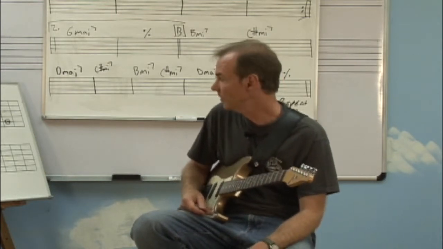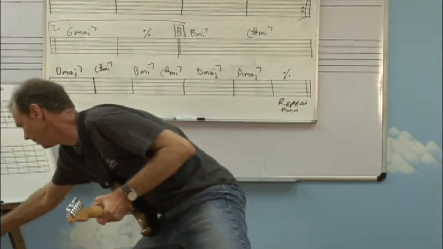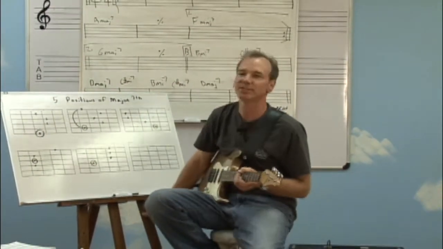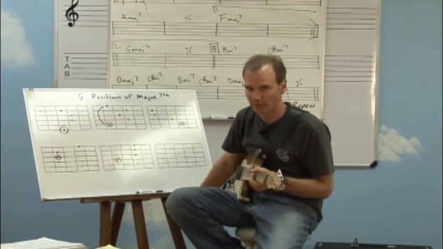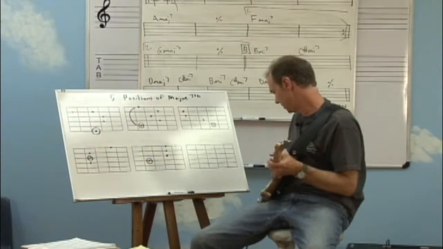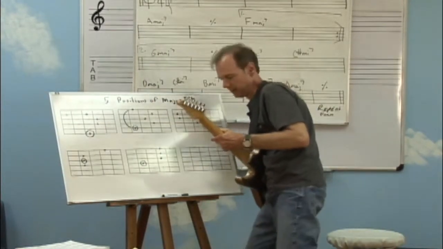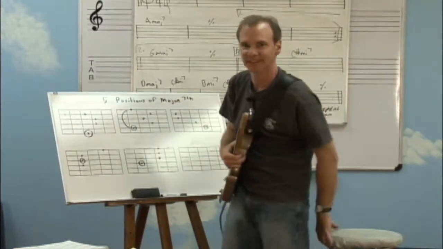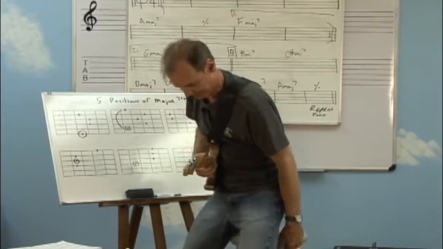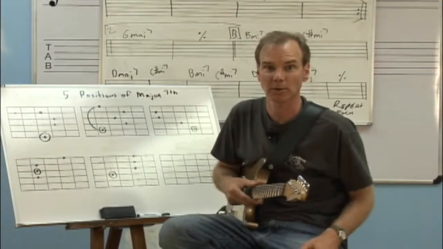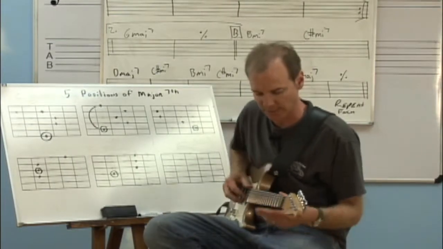Okay, so what I've done here is I've written out the 5 positions of major 7th, and we're going to use these as our reference. Okay, so let's just make sure that we can get to this. The first thing, I'm going to need an eraser. Okay, so let's review these just to make sure that you're up to speed on all this, and then we're going to modify these and make these dominant chords.